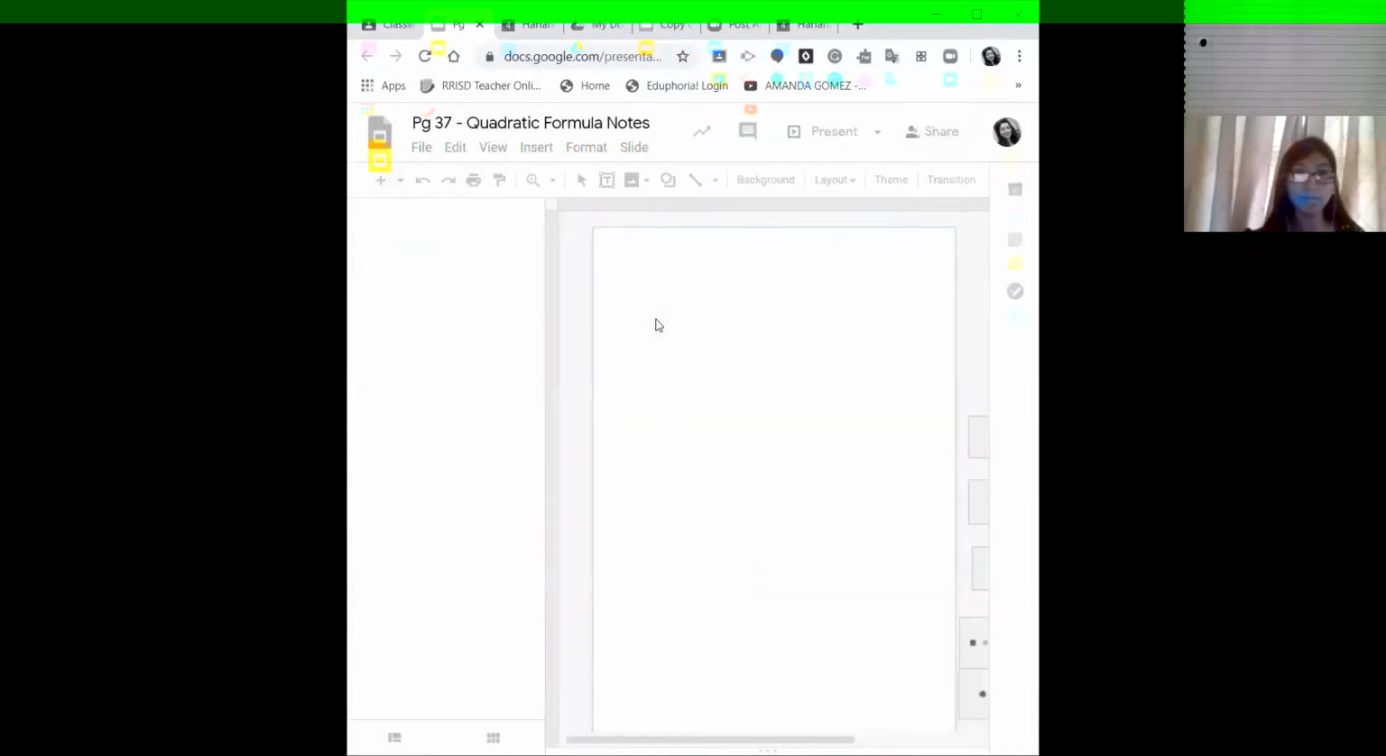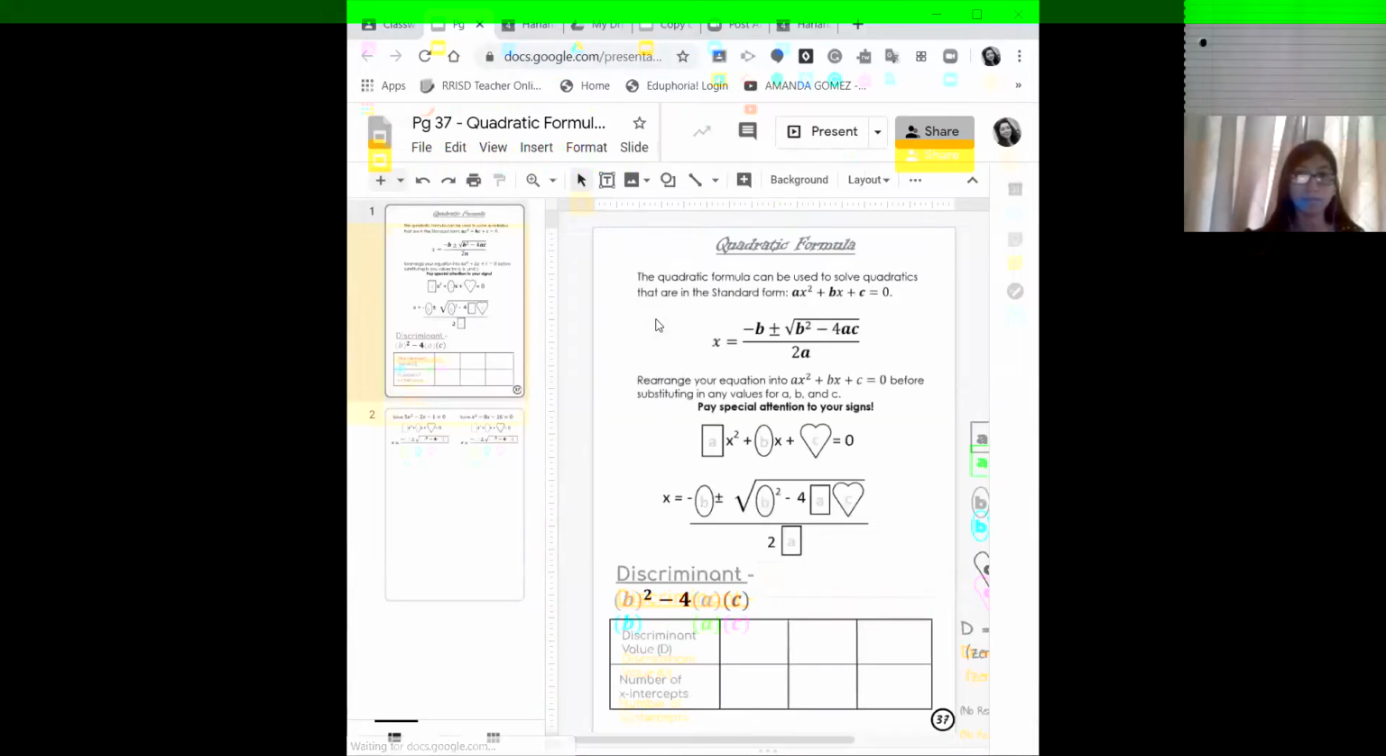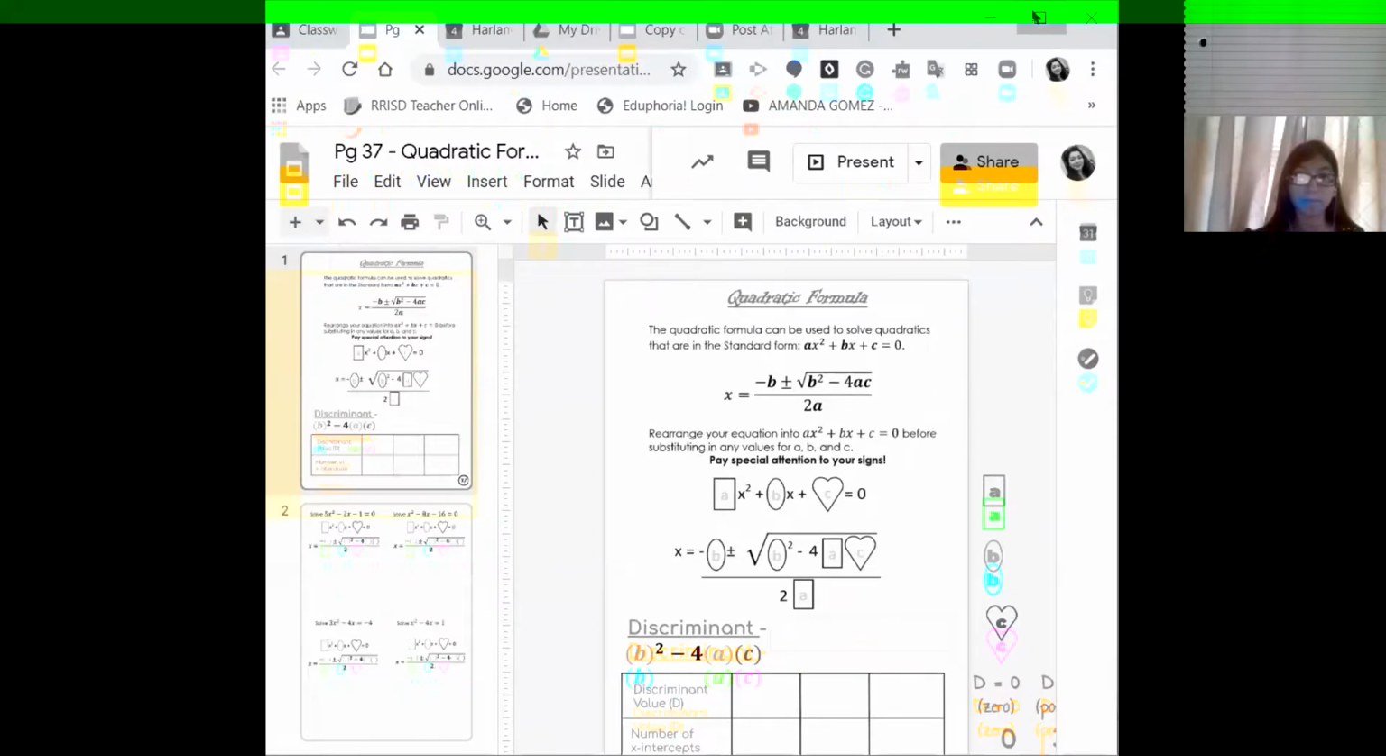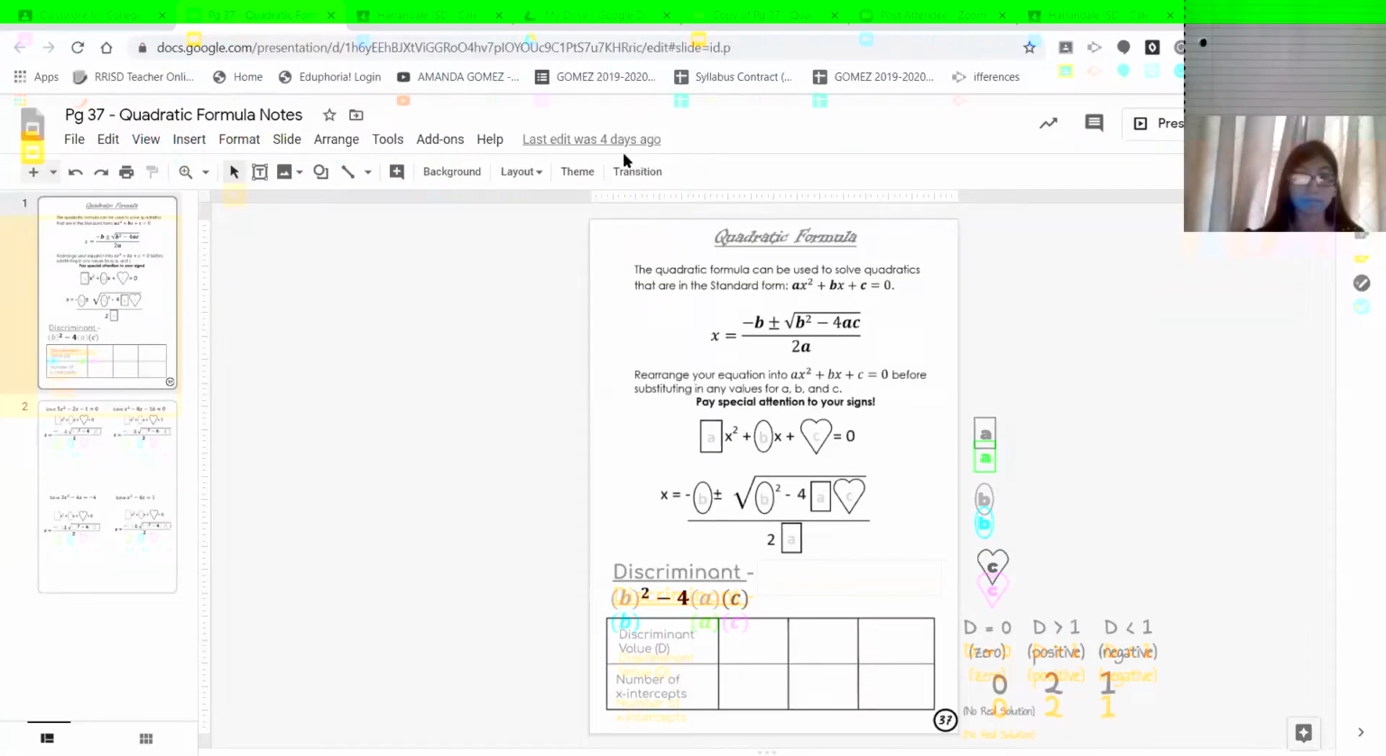Now, I'm going to try and give you guys a couple more of these notes through Google Slides. The reason I like this is because it's less actual writing for y'all, and I know how frustrating it can be to have to write things down. So quadratic formula, nothing new. We've already been dealing with quadratics. Once again, remember that it's ax squared plus bx plus c.